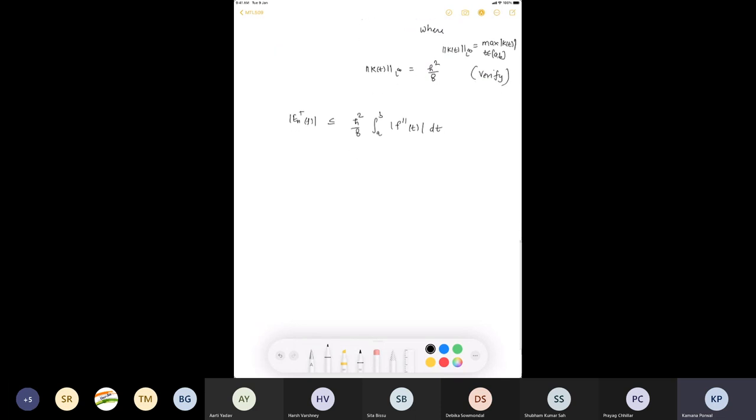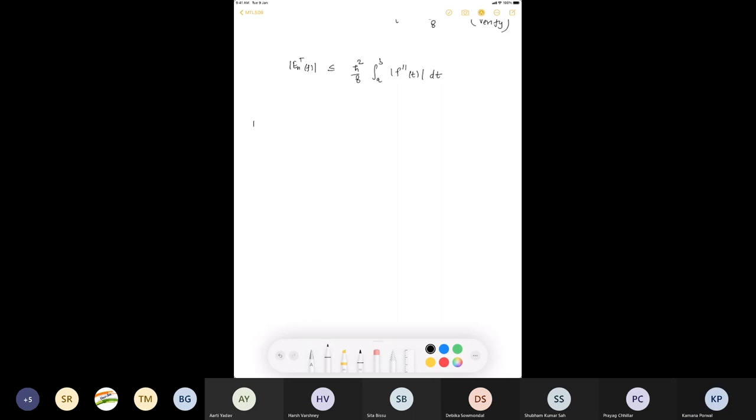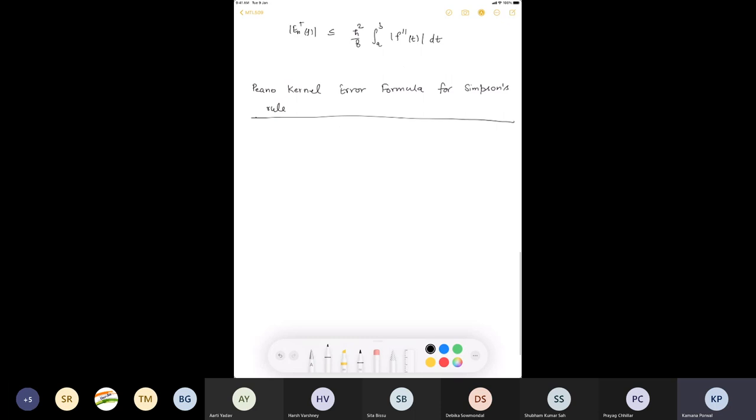All right, so now we are going to apply the same idea for the Simpson rule. Okay, so we want to get the Peano kernel error formula for Simpson's rule. So now you have to tell me what I should do, because we have already seen it for the trapezoidal rule. So how should I proceed now? What information do we already know for the Simpson rule? Can you tell me that Simpson rule is exact for certain polynomial degree, right? So what's that?